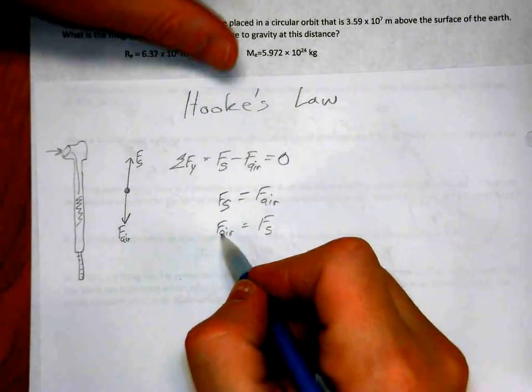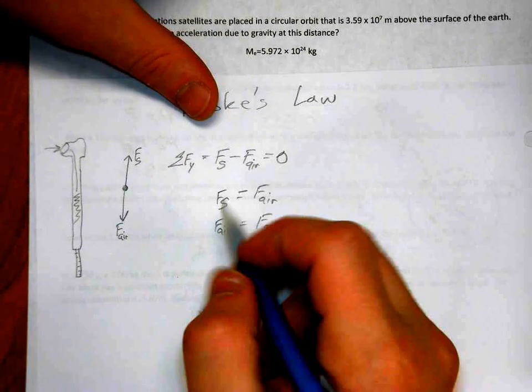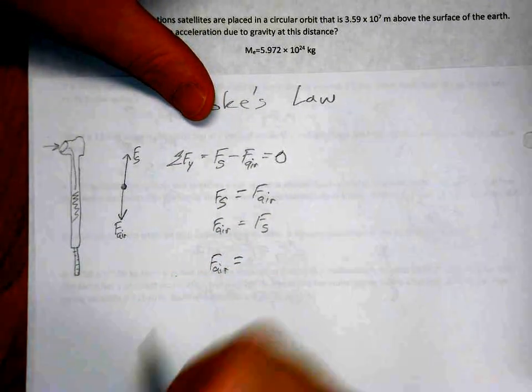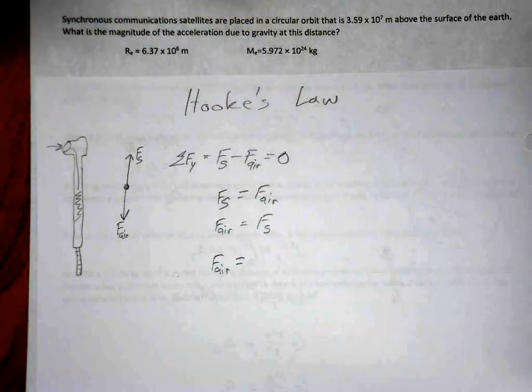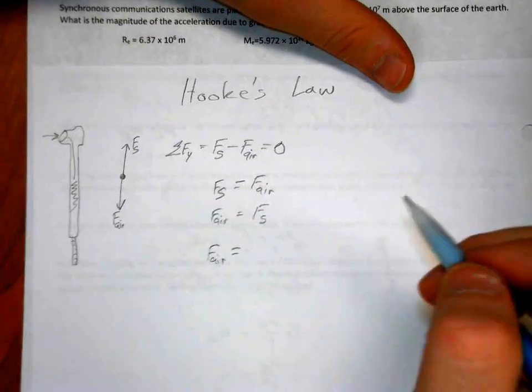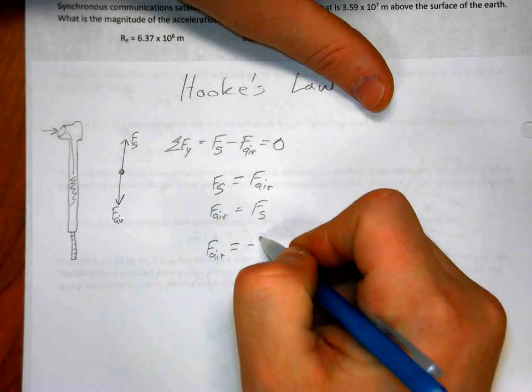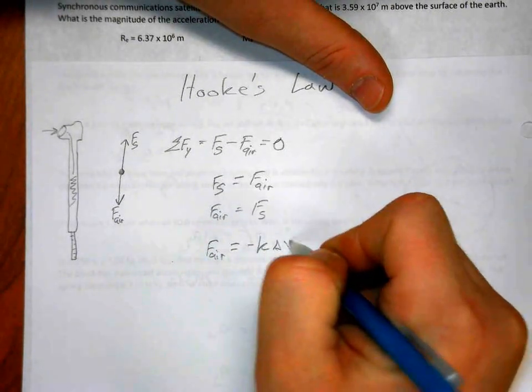We can't break down the force of air anymore because that's what the question's asking for. There's no way we can represent the force of the air. We're just told to calculate it from what we're given in the problem. The spring force is equal to negative k delta x. That's Hooke's law.